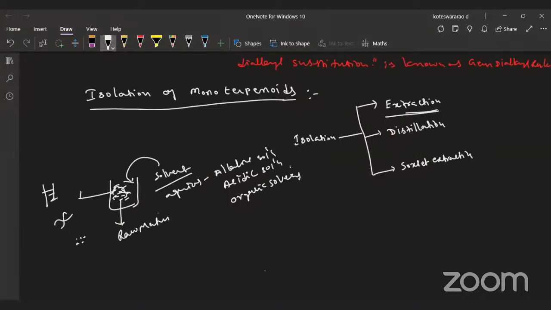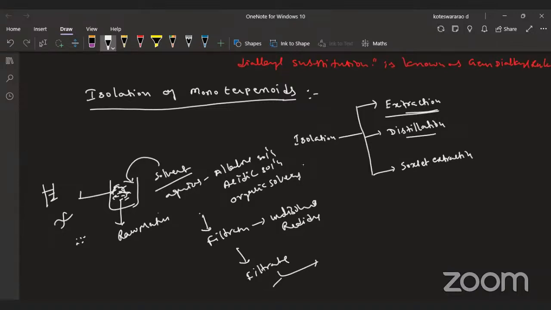Add these solvents and stir for some time. Then filter it. You will get the dissolved filtrate and the undissolved residue. This filtrate is treated again with different kinds of solvents to separate the mixture of compounds, and you evaporate the solvent to get the compound. That is extraction.